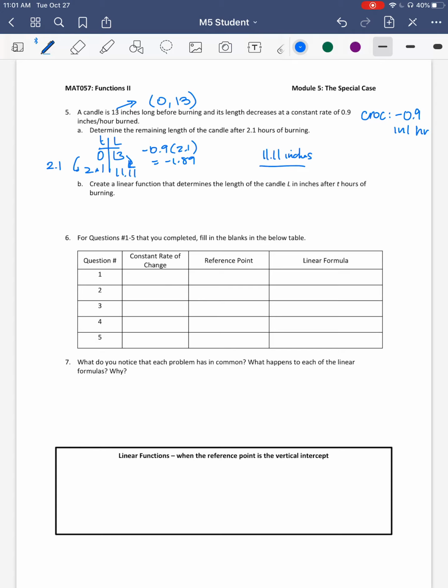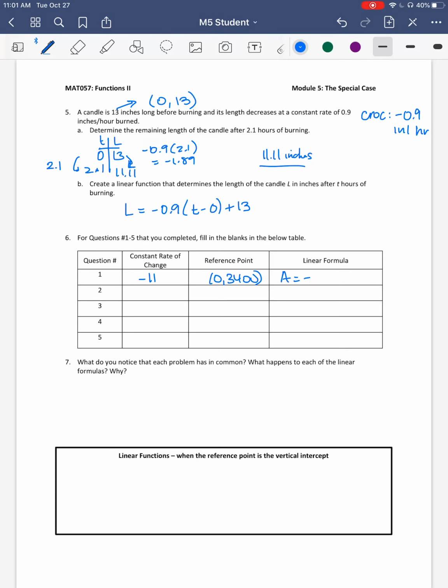All right, if I want to create a linear formula, L equals my crock. This probably feels repetitive. All right, like this. So then question 6 just says, for that info, fill in the blanks below. So I'm just going to go back to my answers from questions 1 through 5, and I'm going to fill this in.